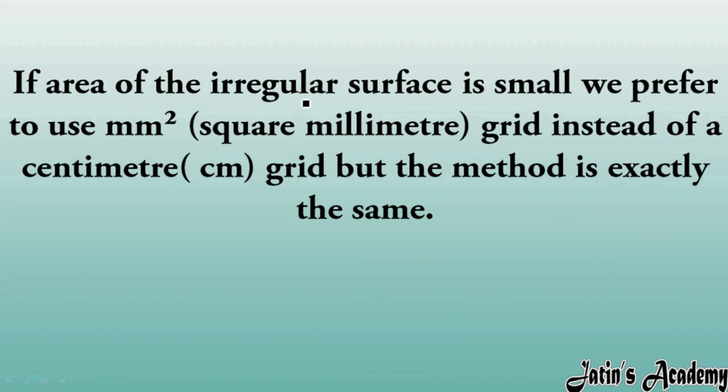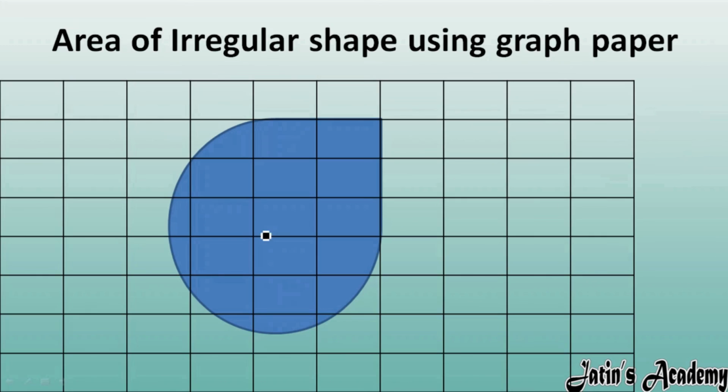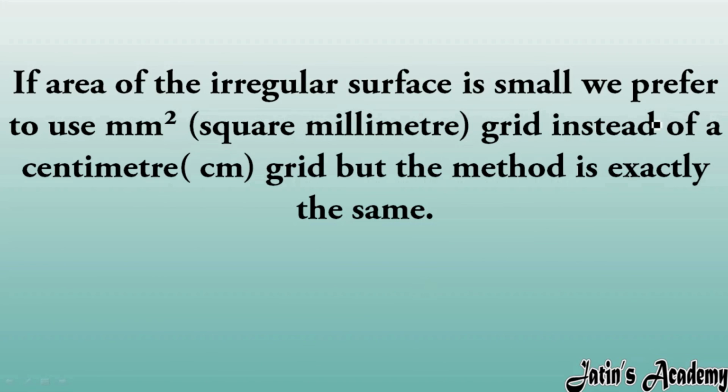If the area of the irregular surface is very small, for example if we have only this much area for the irregular surface, we prefer to use a millimeter square grid. So the grid which we are using on a graph paper, instead of 1 centimeter we can also use 1 millimeter square. Instead of centimeter we are using millimeter for a very small irregular surface. But the method of counting the boxes is exactly the same.